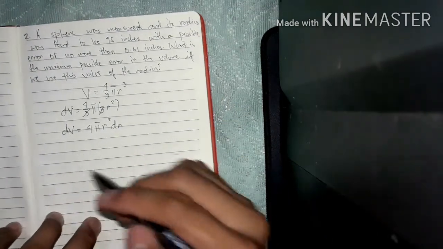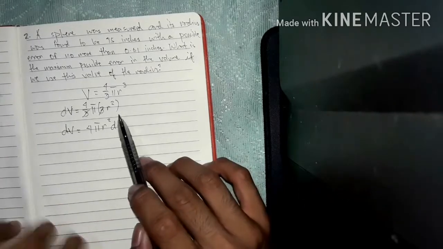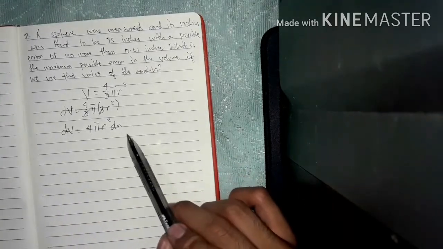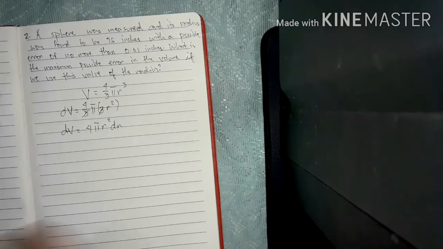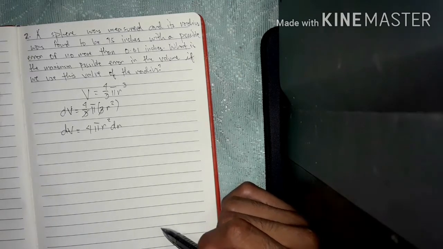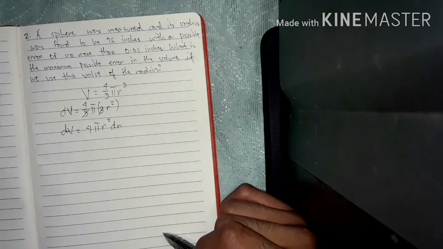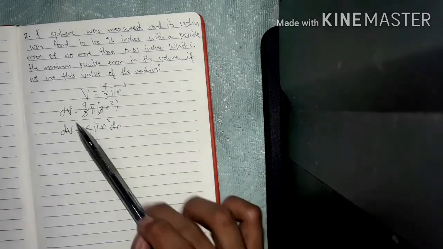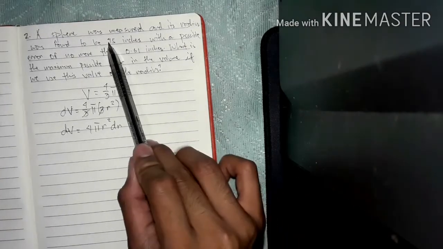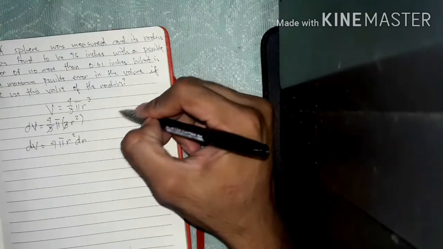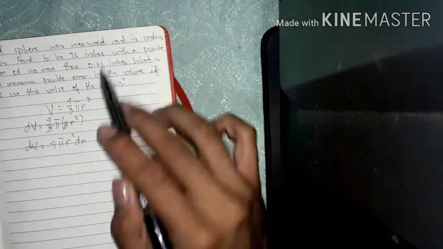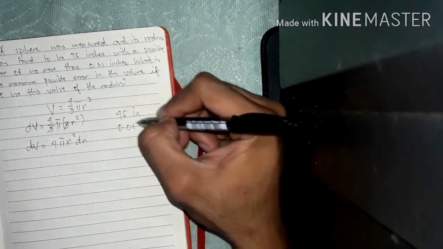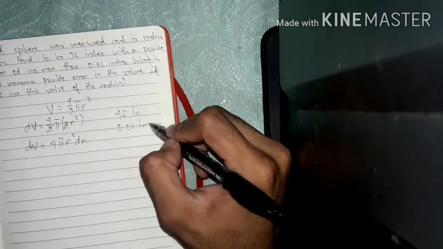Then the next step is since nakuha naman nato yung derivative, so atong kuhaon na ang differential, then atong i-list ang mga terms. Ang mga terms nga naa nato is 45 inches and 0.01 inches.